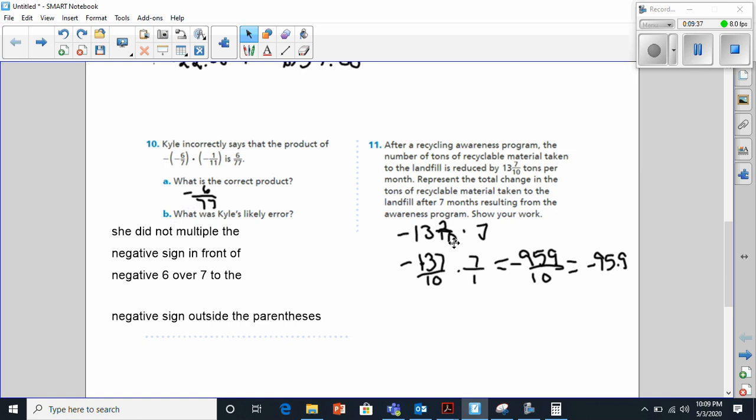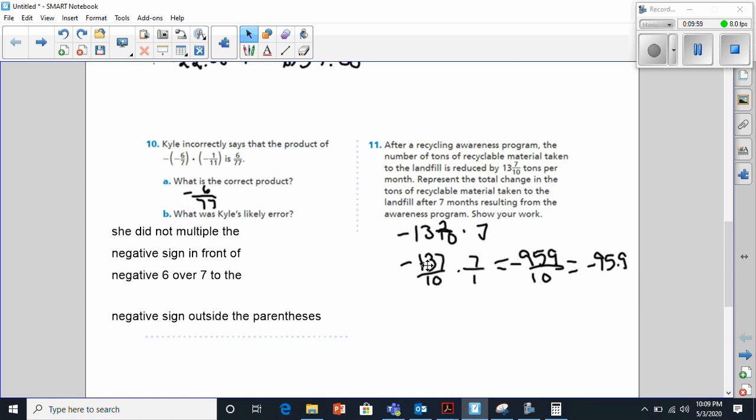Well, if you take 10 times, we're turning this into an improper fraction. 10 times 13 is 130. 130 plus 7 is 137. Since it's a negative number, we're going to keep it negative 137/10. Then 7 can be turned into 7/1. Now we have 2 fractions that we can multiply together.